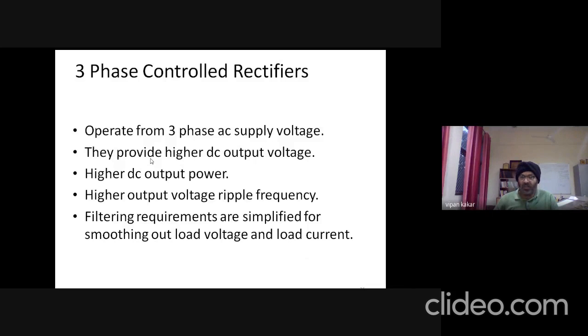The ripple frequency also becomes higher. When the ripple frequency becomes higher, the RC constant can be decreased, or the RL constant can be decreased. So the size of the inductor, or the value of inductance, can be decreased. As we saw in the previous case of the full wave rectifier, we need a larger value of L to smoothen out the ripples. In this case, the demand for a higher value of inductance can be minimized.